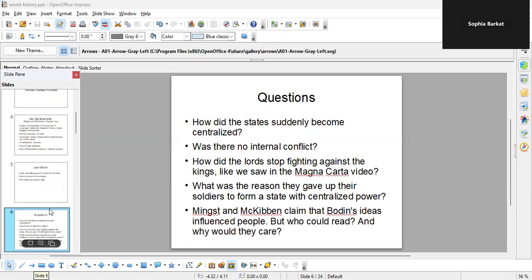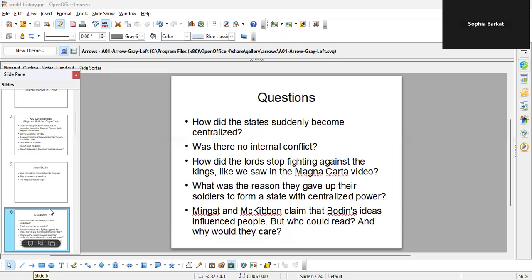This is the moment at which students, I think, have a lot of questions, because you're reading these developments are happening in Europe, but there's really no explanation in the book, or perhaps there are explanations, but they don't kind of crystallize. It's not so clear. For example, was there no internal conflict? How did the lords stop fighting against the kings, like we saw in Magna Carta? What was the reason they gave up their soldiers to form a state with centralized power?